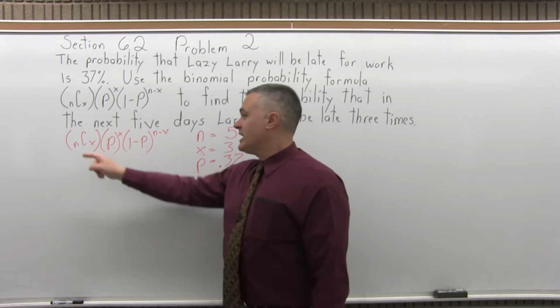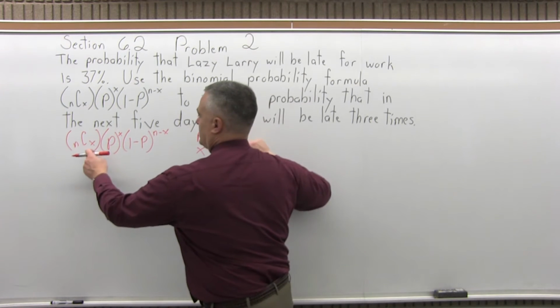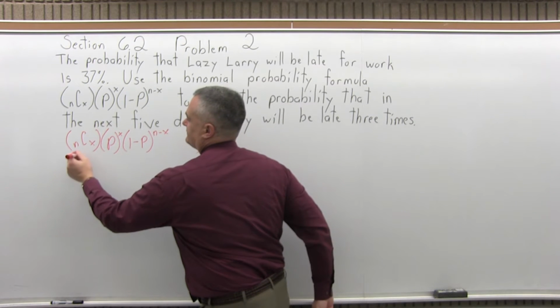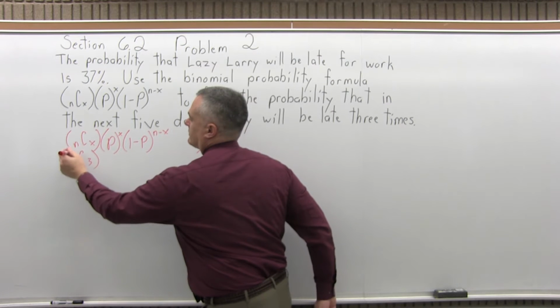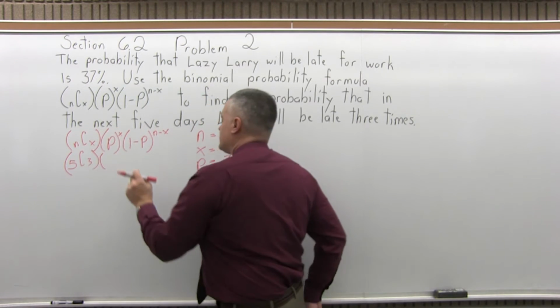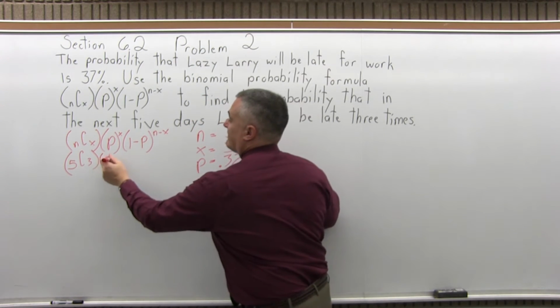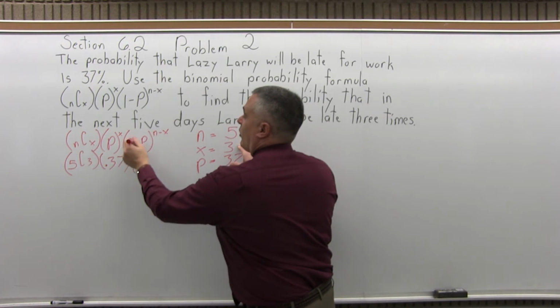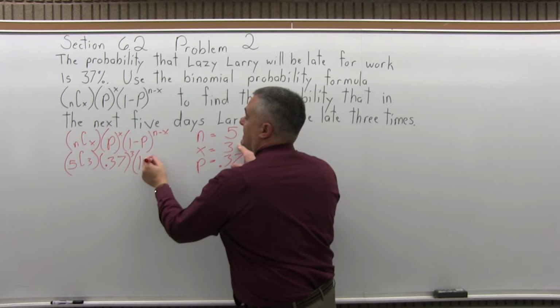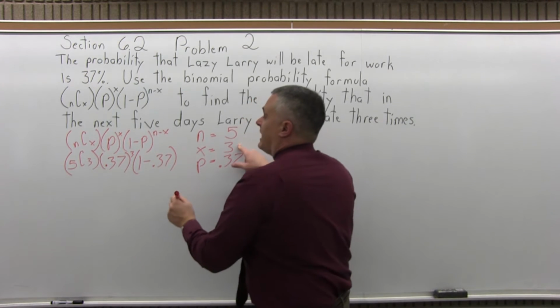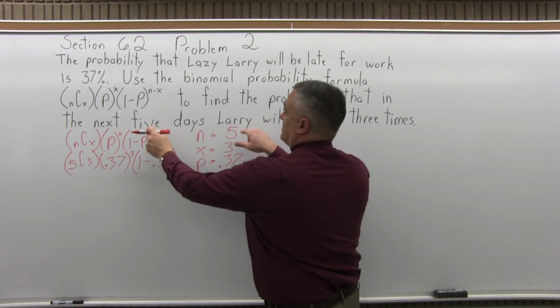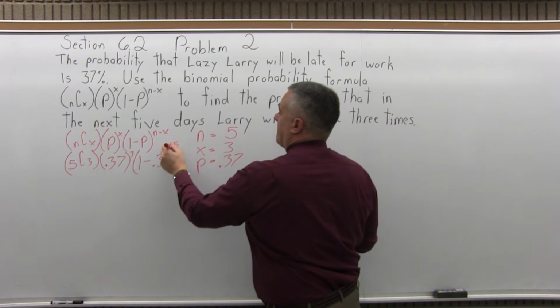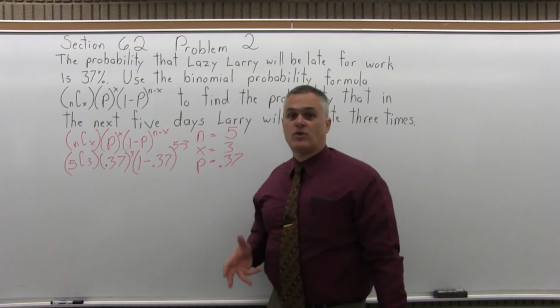So the n combination x will be 5 combination 3. P to the x power will be 0.37 to the 3rd power. And 1 minus p will be 1 minus 0.37. And the exponent, n minus x, will be 5 minus 3. So that's how the formula fills in.